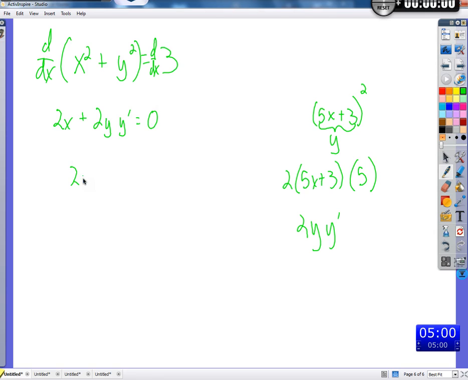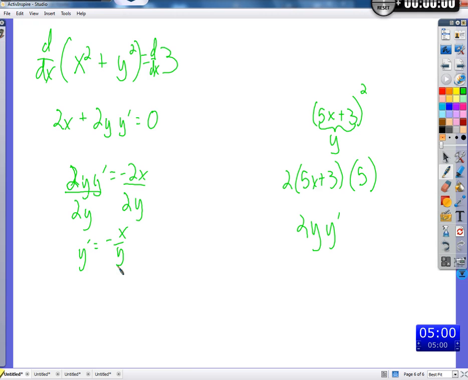Now, we can subtract 2x on both sides. Then we'll just divide by 2y. We just want to get y prime by itself. We don't even care that y is winding up on the other side. We want y prime. y prime equals negative x over y. That's it. That's y prime.